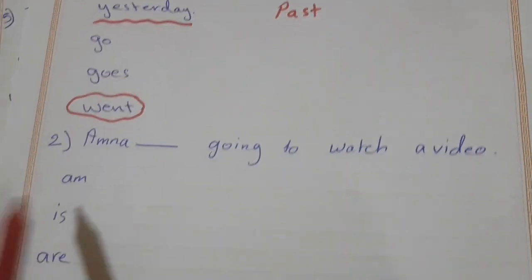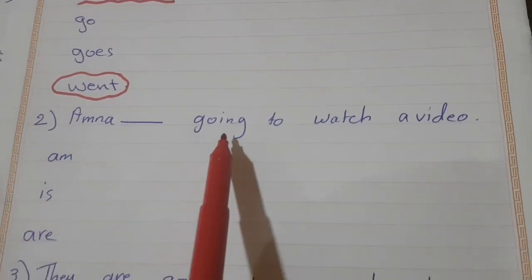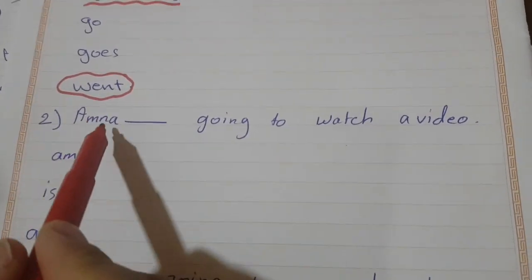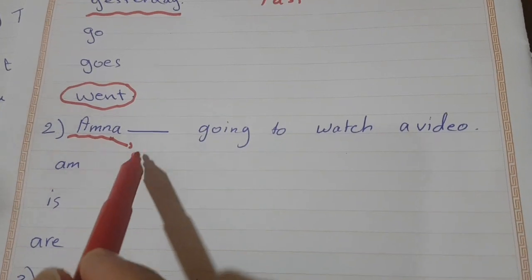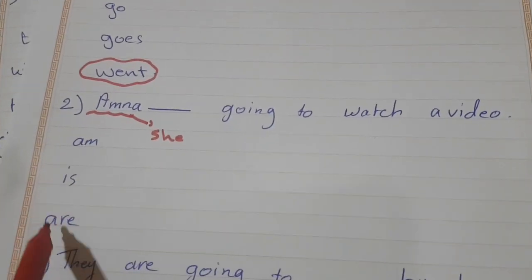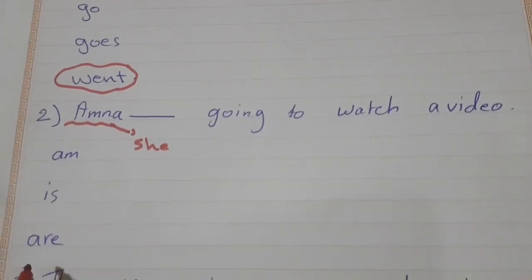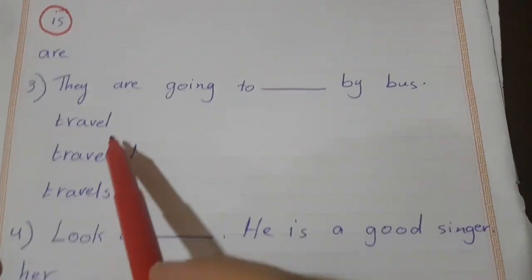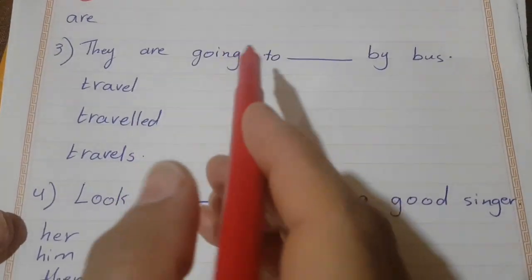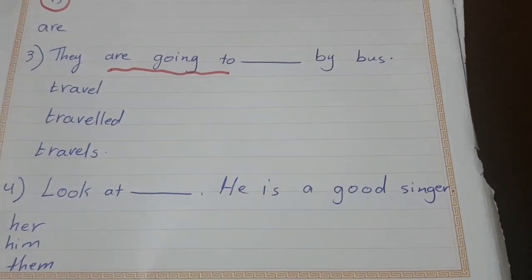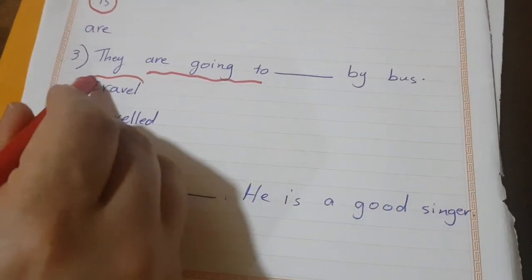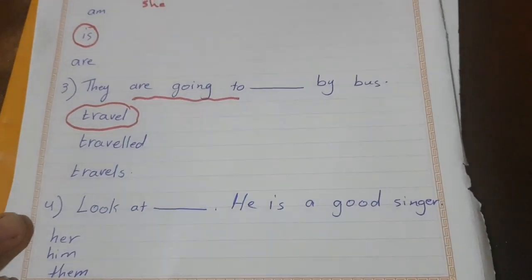Went. 2. Amna going to watch a video. Amna. What is Amna? She. She what? Am, is, or are. What is the correct answer? You are correct. The correct answer is is. They are going to by bus. Travel, travel, travels. What helps you? Are going to. After them, the verb is the same. So the correct answer is travel.